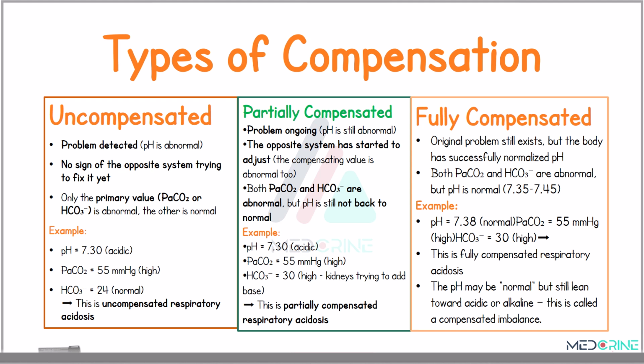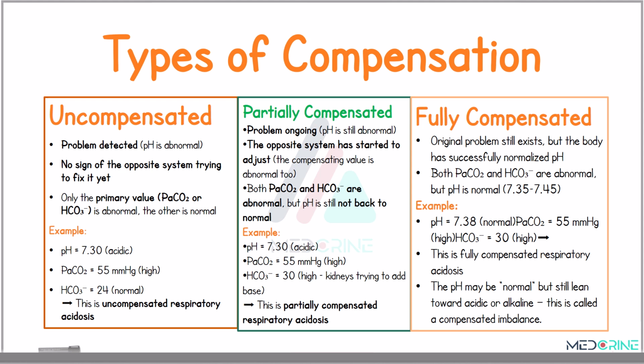For example, we have a pH of 7.30, that is acidosis. Then we have a partial carbon dioxide pressure of 55, which is high. And then we again have bicarbonate levels of 30, meaning they're high. In this case, the kidneys are trying to add more base to neutralize the acidic state of the body. Every parameter in partial compensation is abnormal. So therefore, we can say in this case, we are having a partially compensated respiratory acidosis.